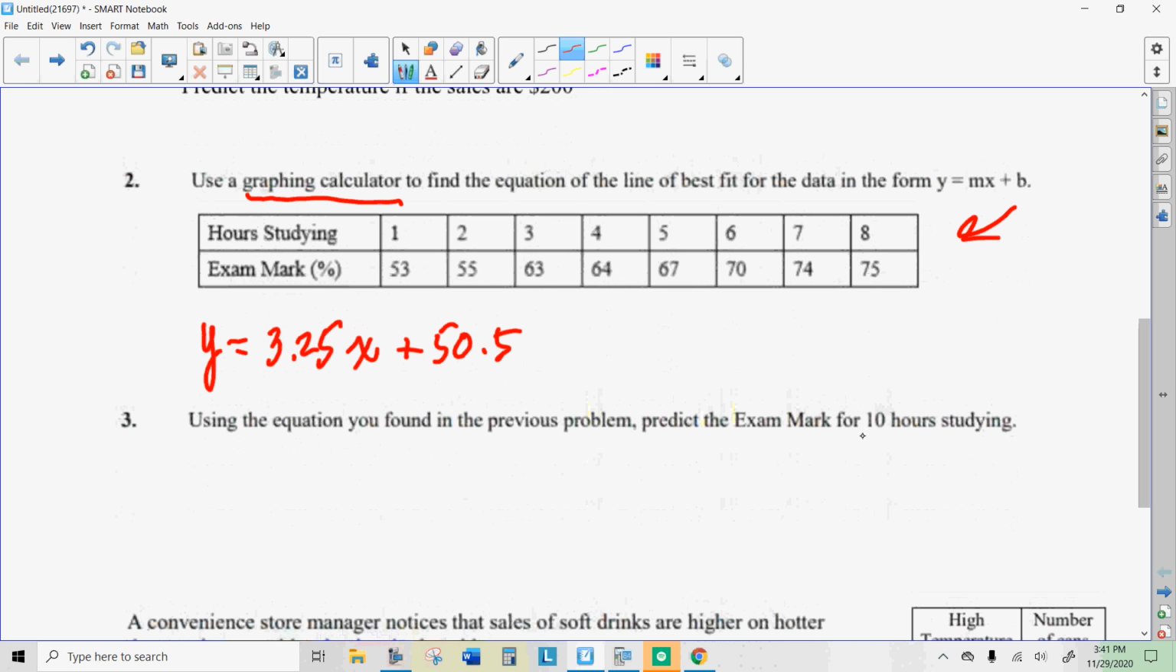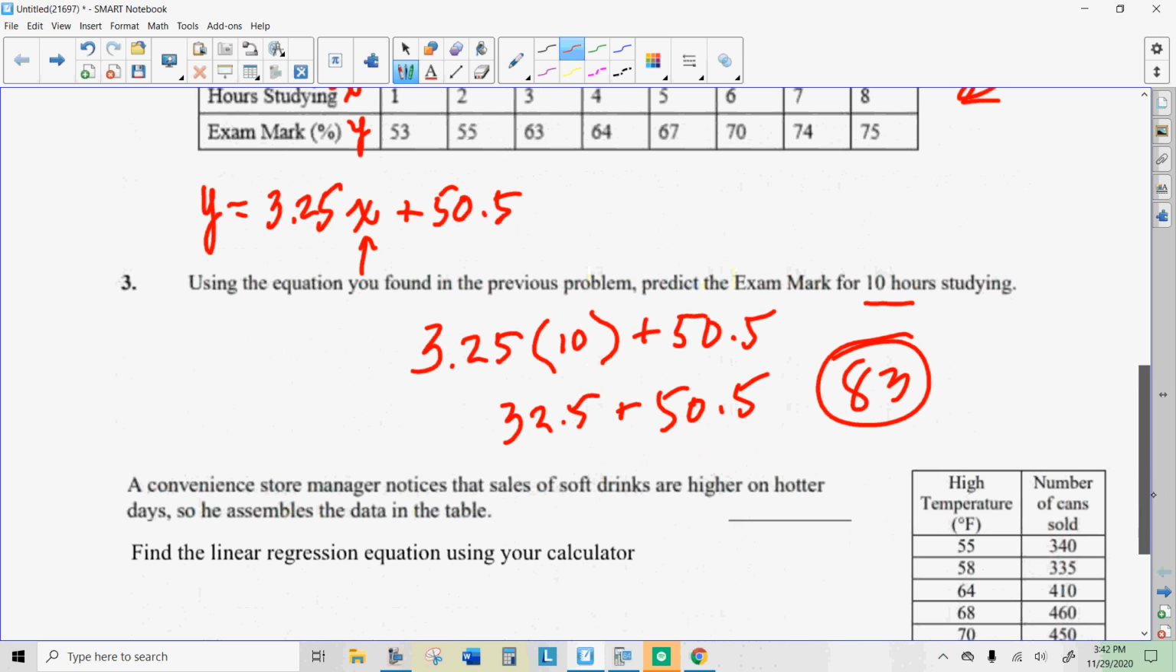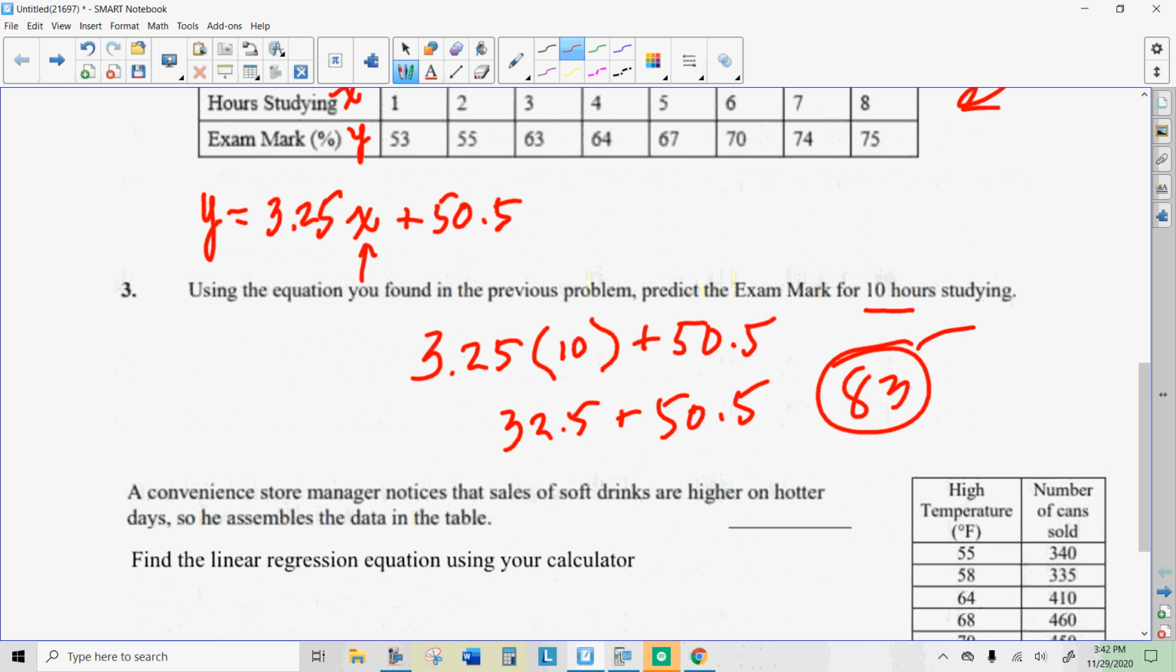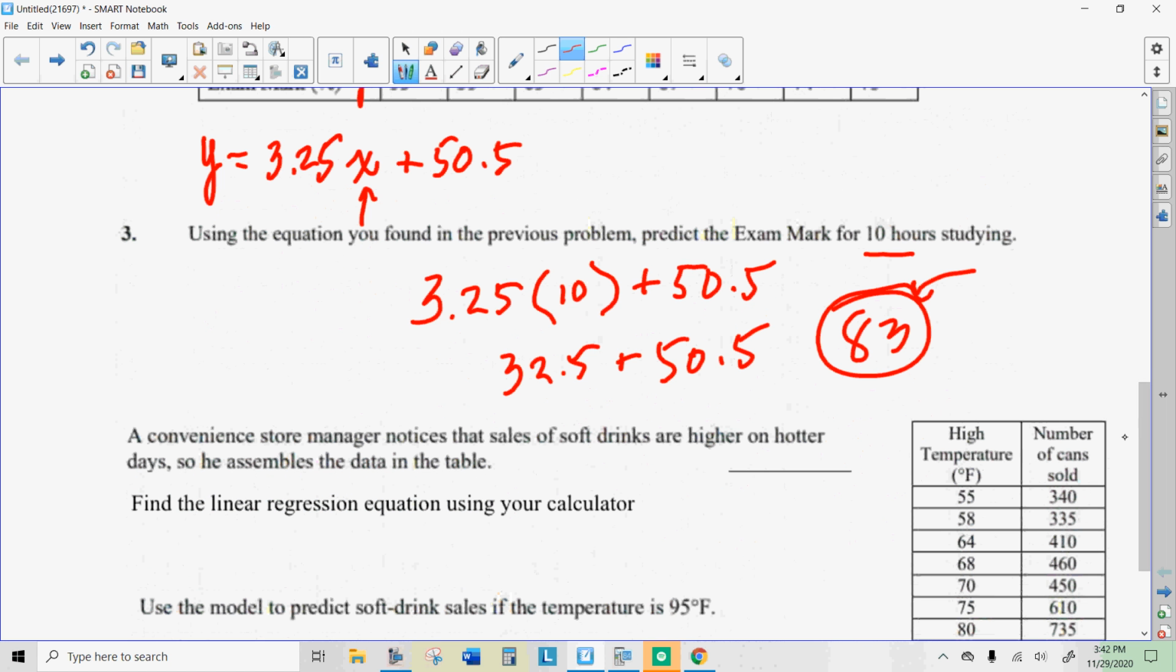Now to predict 10 hours of studying, hours is x. So I just need to put the 10 right there, where the x is. So I'm going to do 3.25 times 10 plus 50.5. And that's 32.5 plus 50.5, which is 83. Now, if this was a decimal number, you would probably want to round it to the nearest whole percent, which is a normal grade.